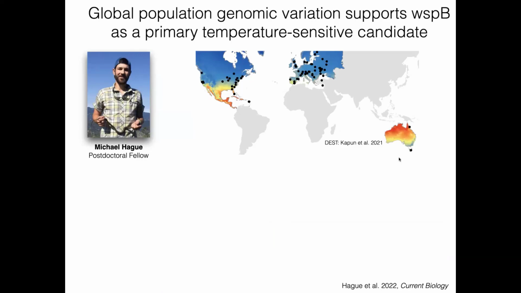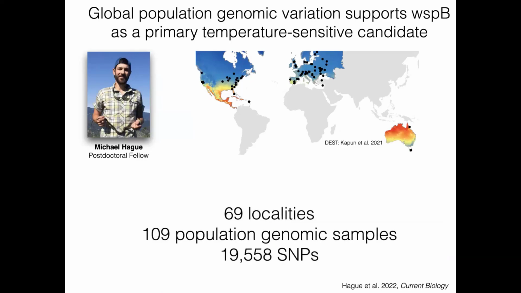So we looked at global population genomic variation. We looked at 69 localities, 109 population genomic samples, and about 20,000 SNPs. This is a beautiful data set, this DEST data set that you can read about in Kapun et al. 2021, a really nice resource for the community that we were able to pull Wolbachia reads out of. And what we're interested in is, do we see patterns of genetic variation in W-mel co-varying with temperature globally?